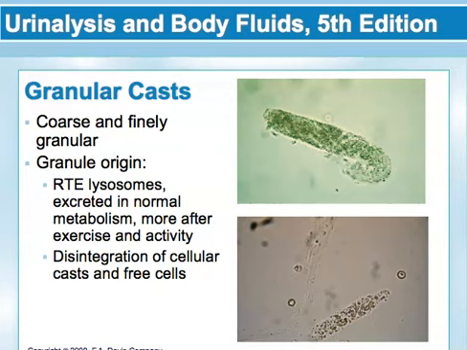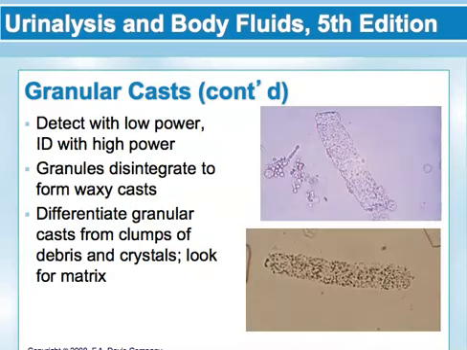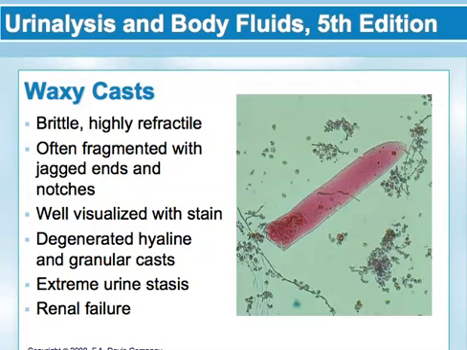If the granules are present as the product of cellular disintegration, then it represents urinary stasis that has allowed the casts to remain in the tubules, and these casts may occasionally contain a recognizable cell. They can easily be mistaken with clumps of crystals or fecal debris, so they have to be viewed under high power in order to determine the presence of a matrix. And it also may be necessary to use stain in order to see some of that nuclear detail. Granular casts further disintegrate to form waxy casts, which is our next one.